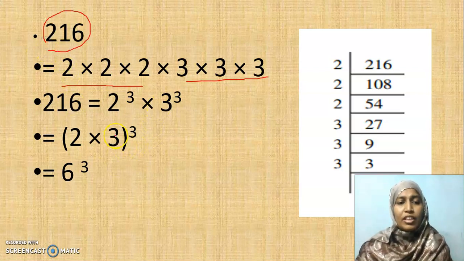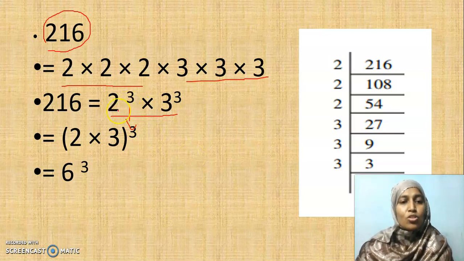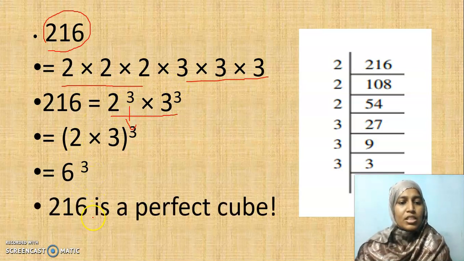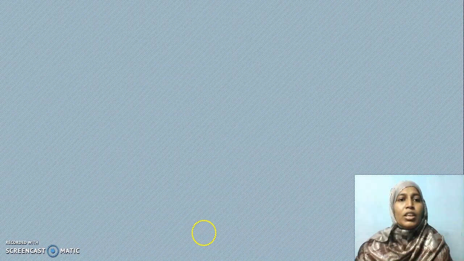What have I done in these two steps? I have clubbed 2 into 3 under one single power. You will learn all these things in the exponents chapter. Now think that this 2 and 3 are both repeated 3 times. So I will multiply them and then repeat it. So it is written as 6 cube and 216 is a perfect cube.